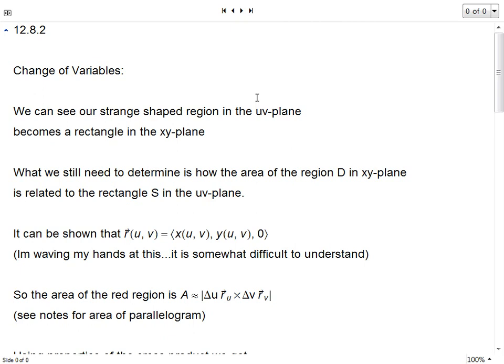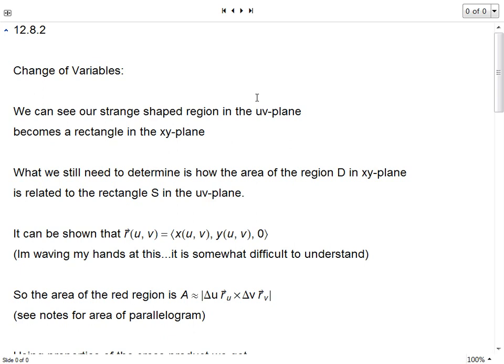We can see that our strange region in the UV plane, which is the polar region, becomes a rectangle in the XY plane. We still need to determine how the area of region D in the XY plane is related to the rectangle S in the UV plane. So I've called the D region in Cartesian. In the polar, I called it S.